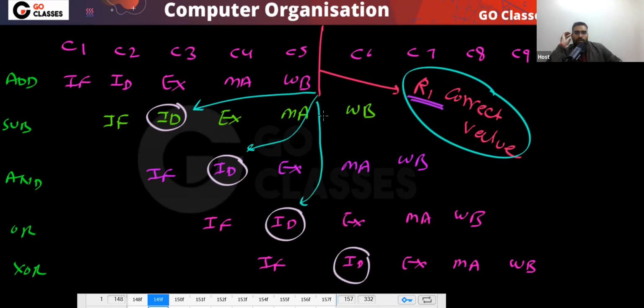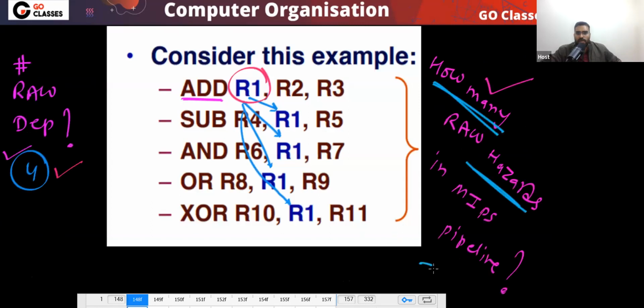You are reading the correct value, but these people are reading the wrong value. So how many data hazards? How many dependencies are hazards? Total 3. The answer is 3.